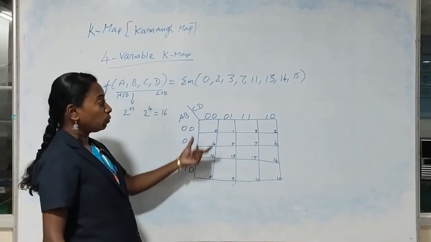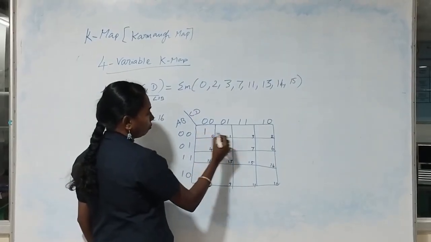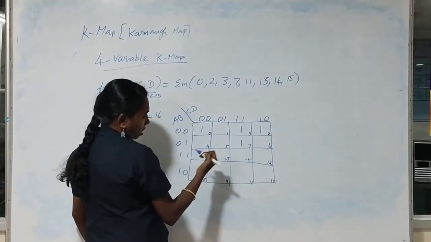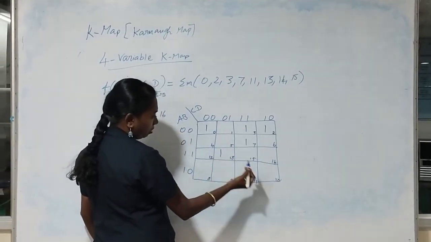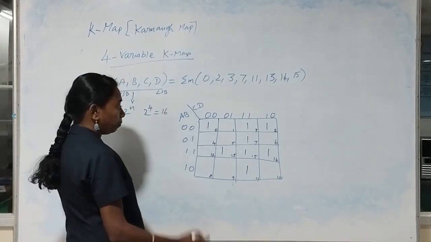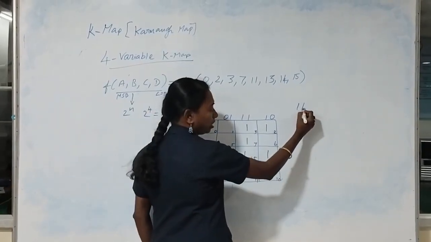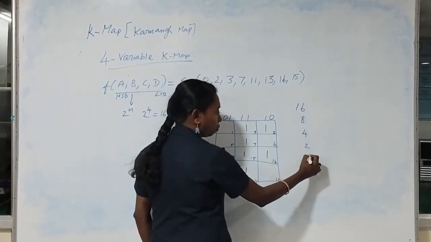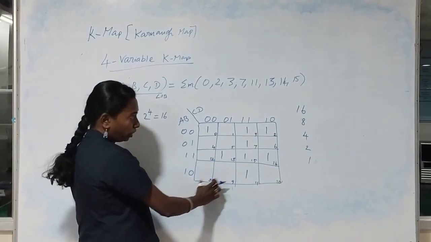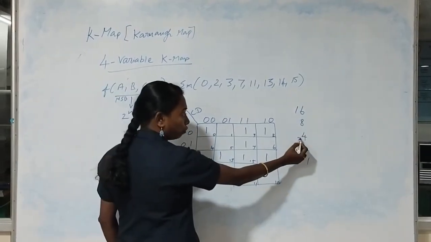So now I have to mark 1 for the values which is given in the question. Okay, so for 0 the value is 1, for 2 the value is 1, for 3, 7, 11, 13, 14 and 15. Okay. Next, when coming to grouping, so this is 16-cell combination. So I have to check for the maximum of 16 and then 8, 4, 2, 1. Okay, so here 16-cell combination is not possible. I am going to check for 8 cells. So 8 is also not possible. Then I am going to check for 4 cells.